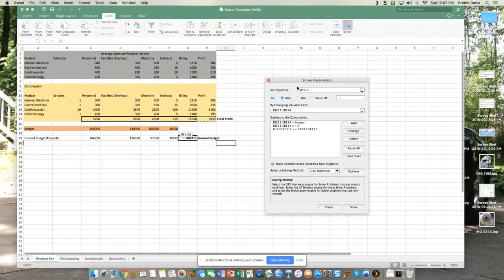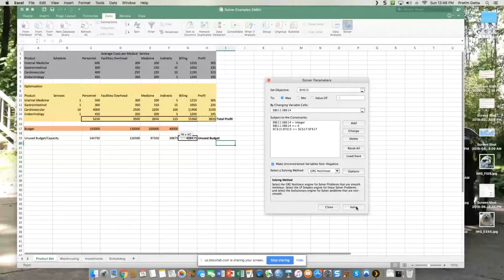So once we do that, you'll see a quick review. Once again, our objective is total profit, which we want to maximize. We want to do that by changing the variable cells, which are nothing but the number of each service that we want to offer. And we have certain constraints. The first constraint, of course, is that the services that we offer have to be whole numbers. The second is that the services that we offer have to be greater than or equal to 0. We can't have negative. And thirdly, the cost that we accumulate for offering whatever number of services we offer should be less than the amount that's been budgeted for it.